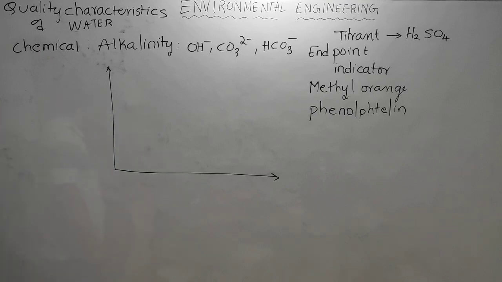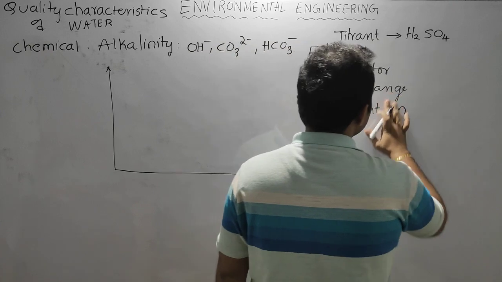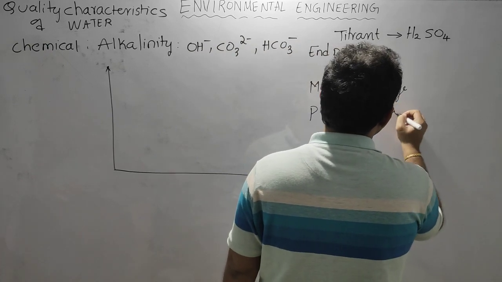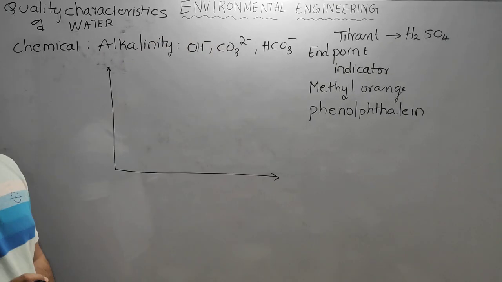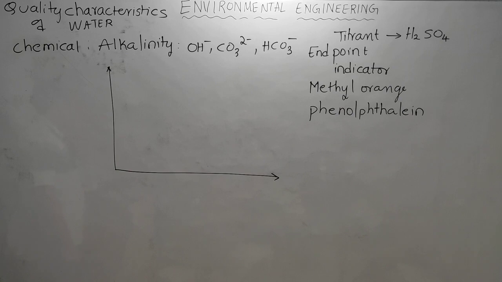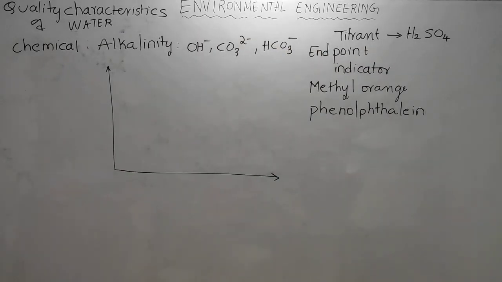Phenolphthalein is another indicator. So there will be working ranges for both phenolphthalein as well as the methyl orange. Generally, the phenolphthalein will work in a range of... generally it is methyl orange.